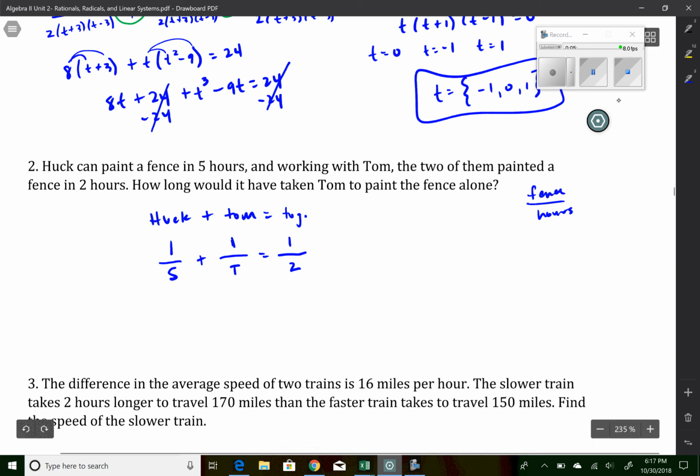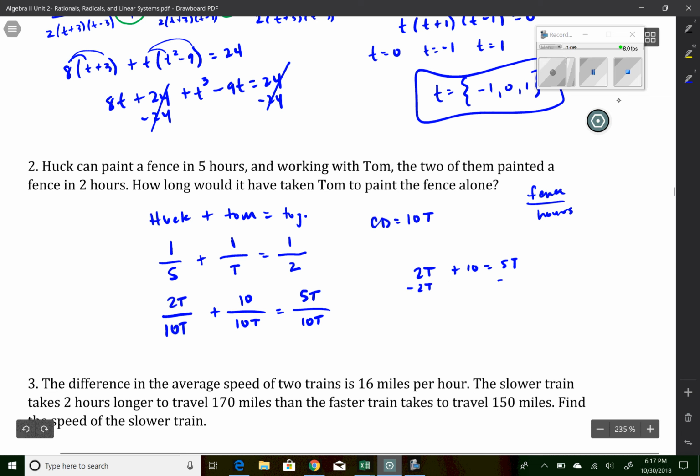Then, just like we did above, we need to find a common denominator. So the common denominator here is 10t. Why is it 10t? 5 and 2 have a common denominator of 10, and we just have to include t in there so that we have the variable. So then if we make everything 10t, the first fraction I'd have to multiply by 2t. 1 times 2t is 2t. The second fraction I have to multiply by 10. 1 times 10 is 10. And the last fraction I have to multiply by 5t, because 5t times 1 is 5t. Now, just like before, I don't care about the denominators, so I have 2t plus 10 equals 5t.